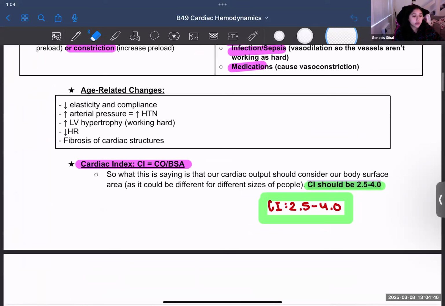Okay, age-related changes: you guys know everything's going to be decreased except for your arterial pressure. And that makes sense because people end up having hypertension as they get older. And then obviously, if it's something that's bad, it's going to be increasing.